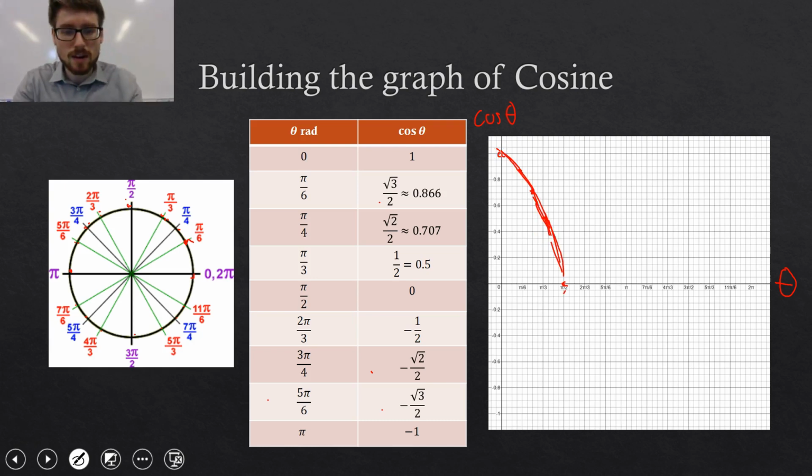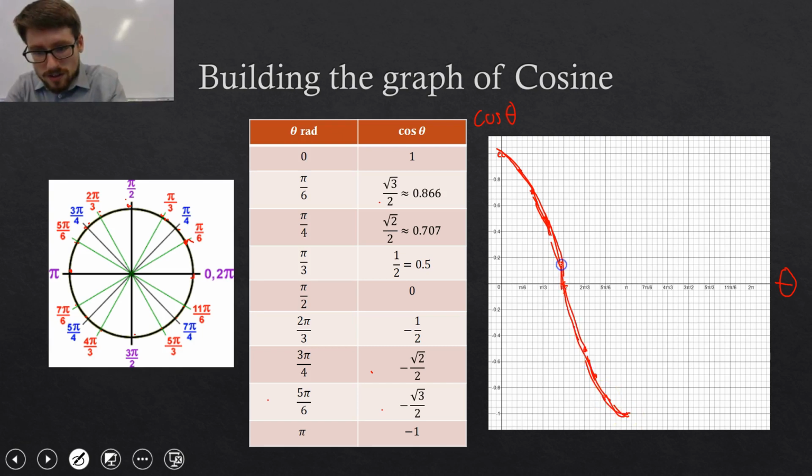of the cosine graph. Once we get to 2 pi over 3, our value gets negative, so that's negative 0.5 down here. 3 pi over 4, it's negative 0.7, about that. And then at 5 pi over 6, it's negative 0.866. And then at pi, we've made it to negative 1. So alright, that's the first little bit of cosine.